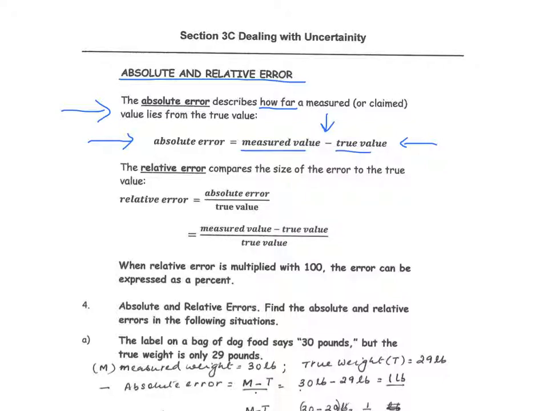The relative error is comparing the size of the error to the true value of the measurement. So absolute error is the numerator, and we're comparing it to the true value, which is the denominator. So the ratio, the fraction, gives us the relative error. Relative error can also be expressed as a percent. So we multiply by 100%. That gives us our answer as a percent rather than a decimal or a fraction. Now, remember, we've discussed this before. Multiplying a number by 100% is multiplying it with 100 over 100, which is really equal to 1.